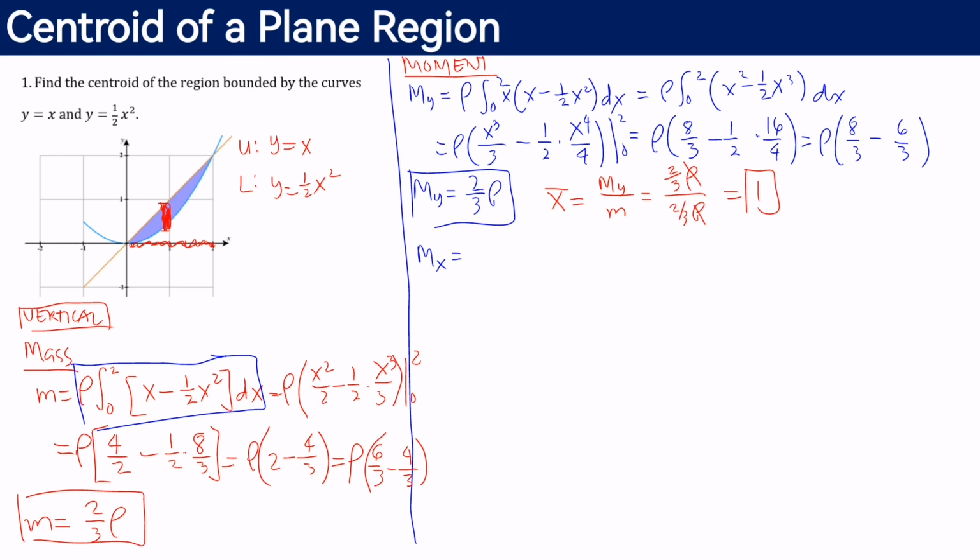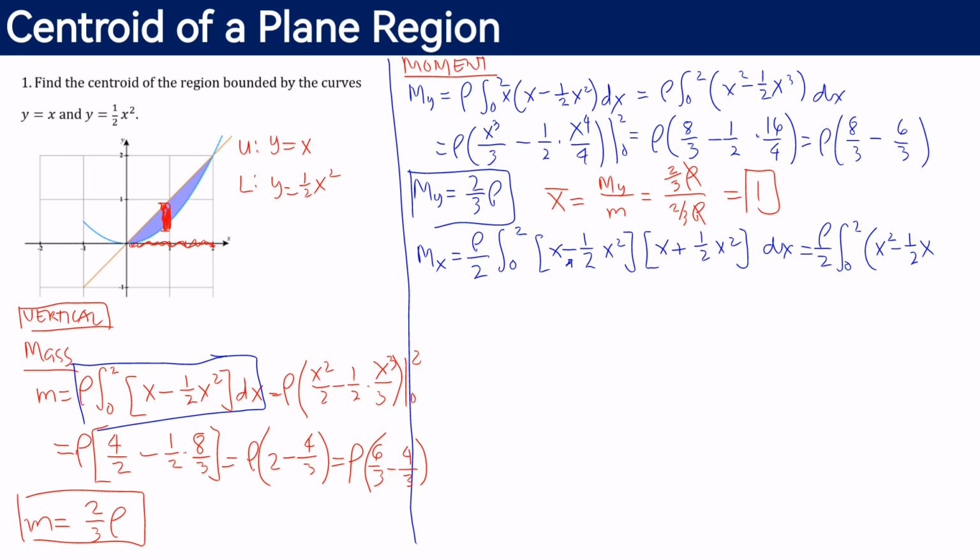So it's just the mass, which is rho, integral from 0 to 2 of the difference x minus 1/2 x squared, times its location, which is the average, x plus 1/2 x squared, divided by 2, dx. Multiplying, we have rho over 2, integral from 0 to 2, using FOIL, x squared minus 1/4 x to the 4th dx.